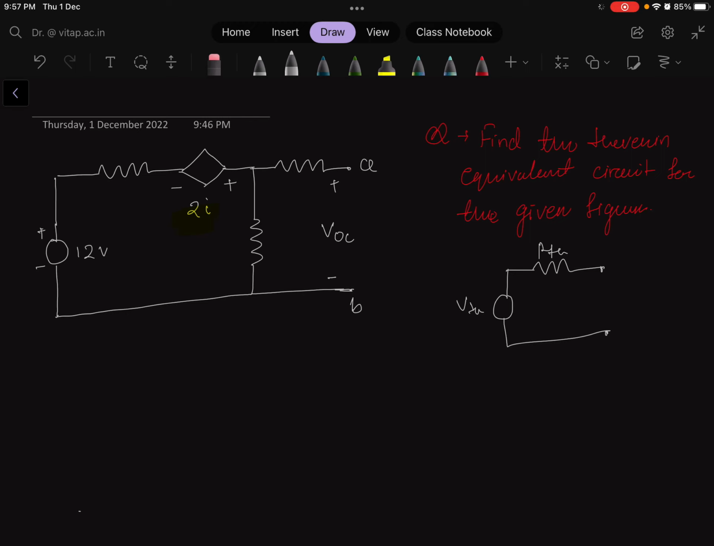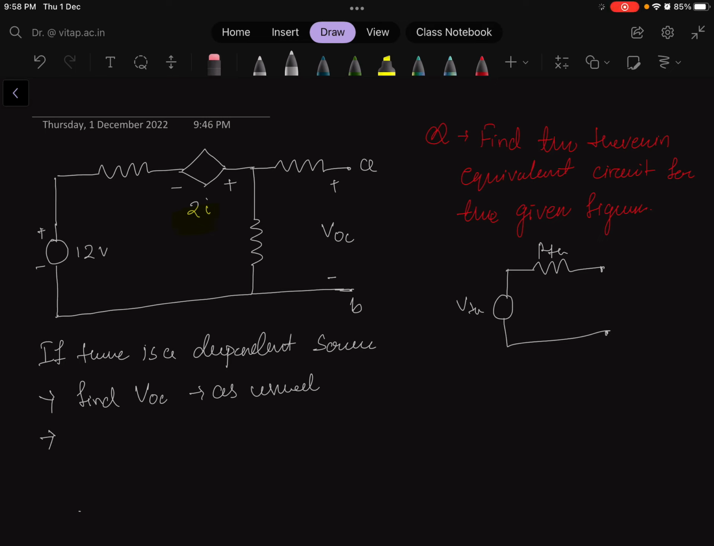If there is a dependent source, then what do we have to do? Step 1 is find VOC, or the VTH, whatever we want to call it. Find VOC as usual. As usual means the previous method we have used to find the VOC: make these terminals A and B open circuit and then find VOC. We will follow the same way.